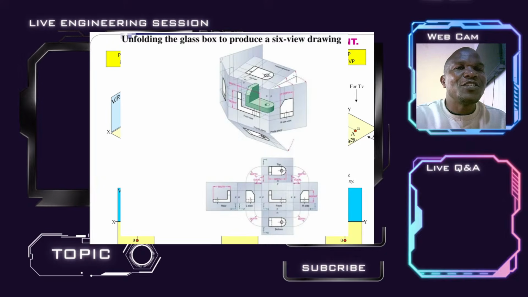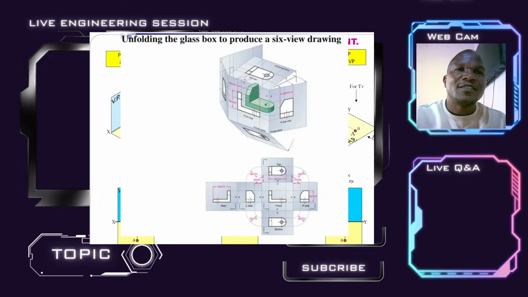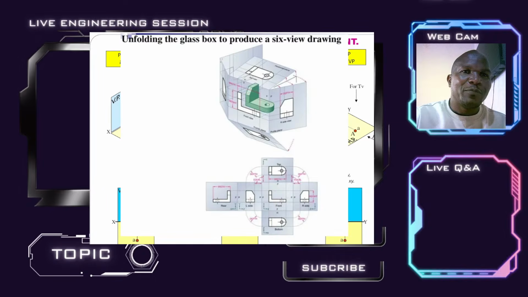Now pay attention to the unfolding of the box from the plan. We are using the 6 principal views. My apology for the background.